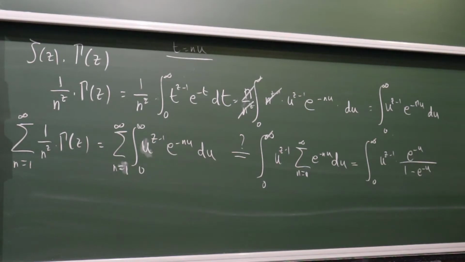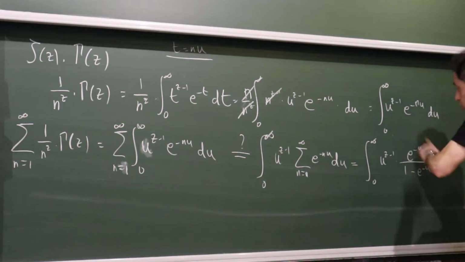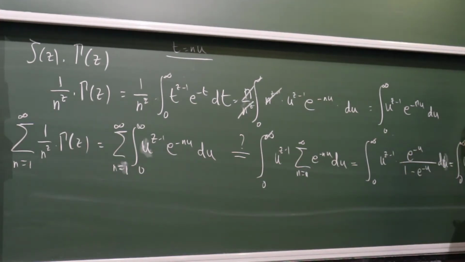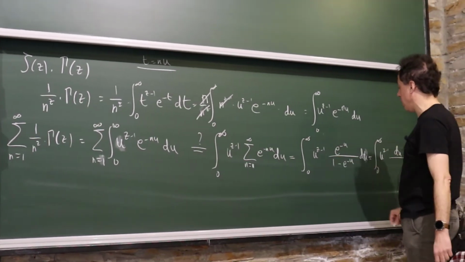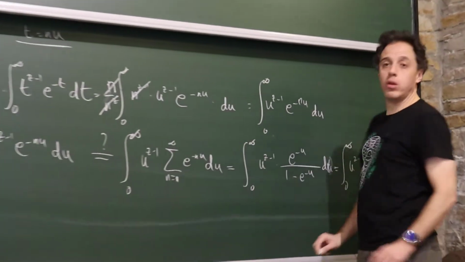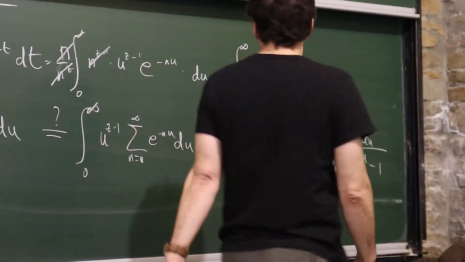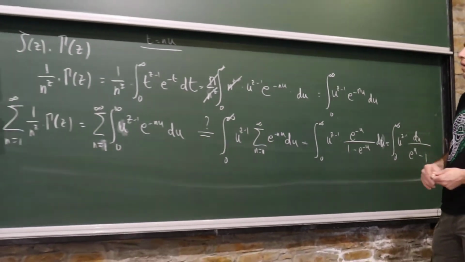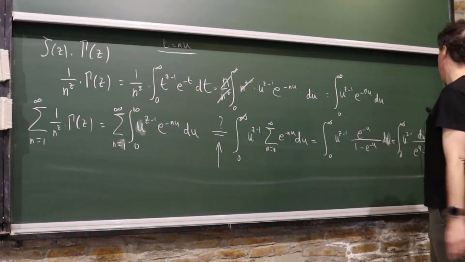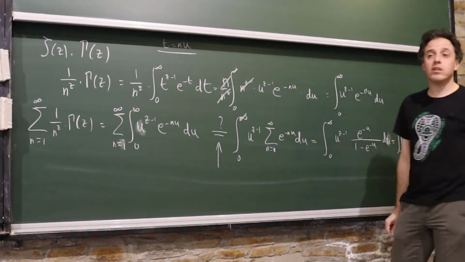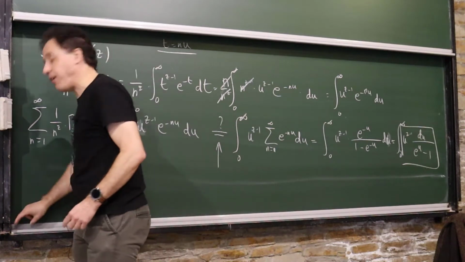Let me see if this is correct. Sorry, let me verify that all this is correct. Okay, so we are going to write this differently. Yes, this is correct: u to the z minus 1, multiplying and dividing by e to the u, over e to the u minus 1. So in order to see that this is legal, to exchange the sum and the integral, first of all we will see that we have an integrable function.